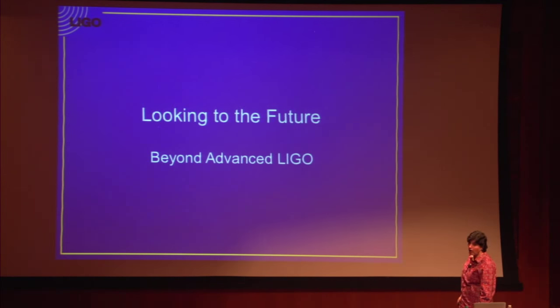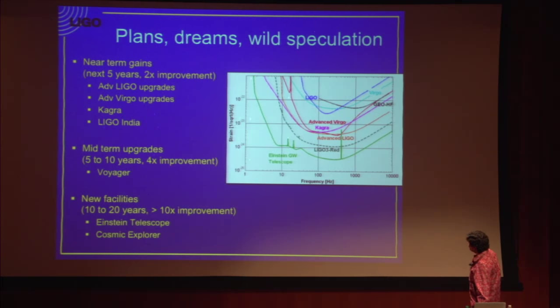Okay, so if we look to the future beyond Advanced LIGO, what do we have? Well, I think that you should really just think about plans, dreams, wild speculation as you go down this list. In the near term, we have very clear paths to how we're going to gain. Some gains are made just by upgrades we know how to make in Advanced LIGO and Virgo. Some gains will be made by Kagura and LIGO India joining the network. And then beyond that, there are curves that I can show you about what we might do, but I won't spend any time telling you what they are because, like I said, at the moment they're very preliminary. But the idea is that the community is thinking about what happens when you want to do better than the advanced LIGO advanced detector.